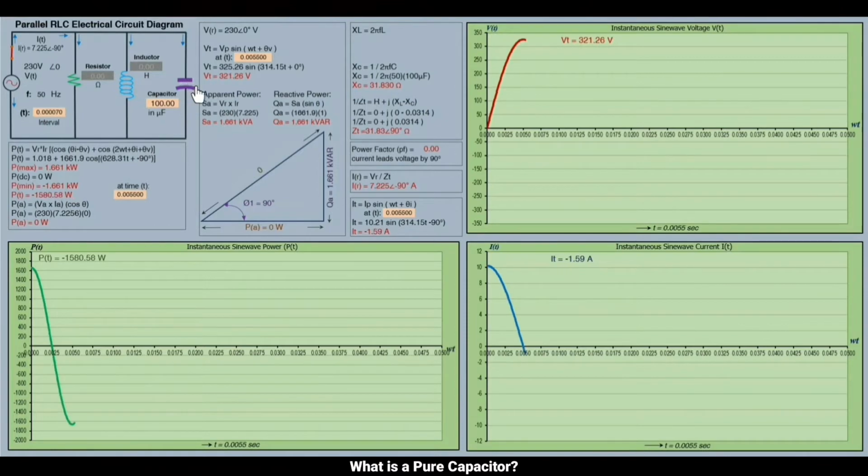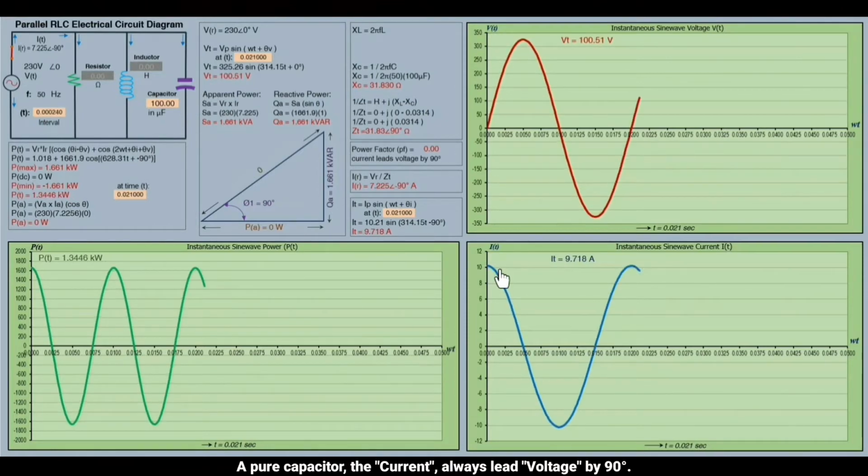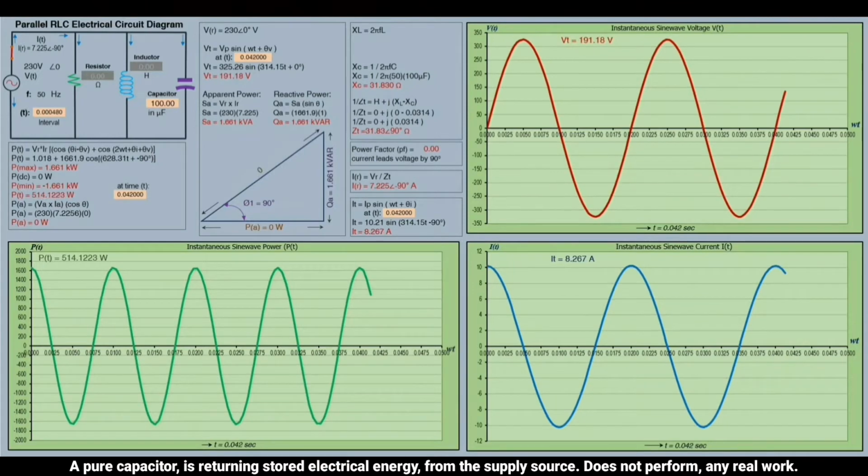What is a pure capacitor? In a pure capacitor, the current always leads the voltage by 90 degrees. A pure capacitor is returning stored electrical energy to the supply source. It does not perform any real work.